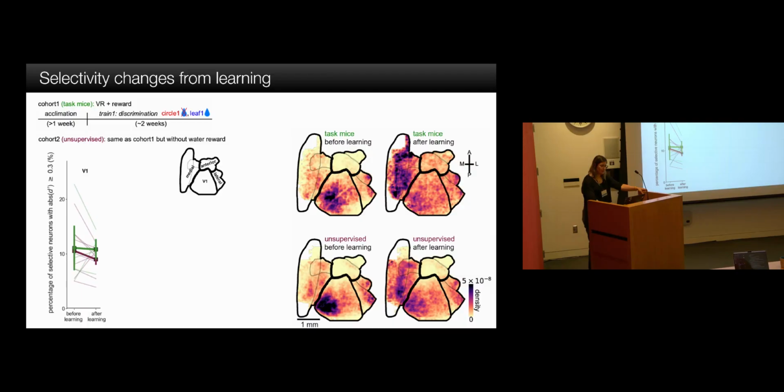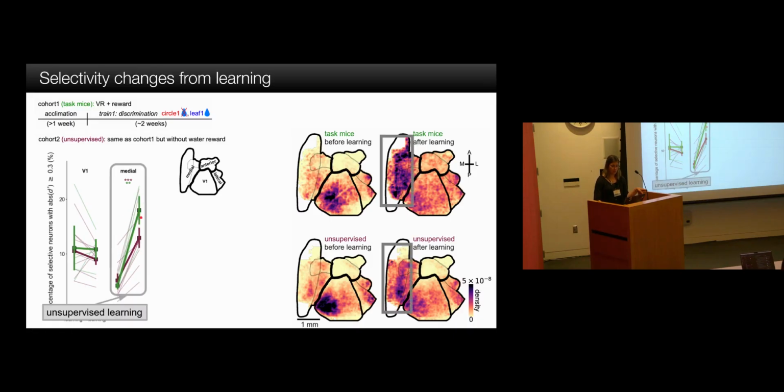Okay, so we can summarize this. Basically, the average percentage of selective neurons in V1 is pretty flat for both the unsupervised and task mice in green and purple. But we really see this big increase in the percentage of selective neurons in both the task mice and the unsupervised mice here, suggesting that this is a part of the brain that's potentially useful for unsupervised learning, and we're thinking of it basically as a place for storing potentially visual memories in the brain in a compressed way.